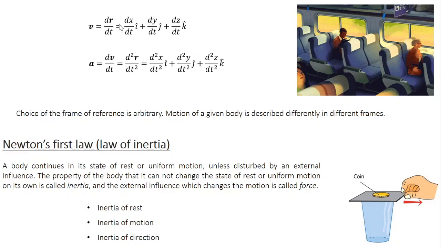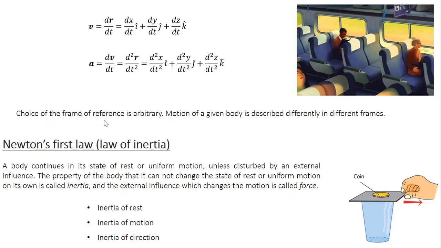So velocity is dr by dt, or in terms of the Cartesian coordinate, this is dx by dt i cap plus dy by dt j cap plus dz by dt k cap. Or if you take the rate of change of velocity, this is known as acceleration. In terms of position vector, this is d square r by dt square. So once you get velocity, acceleration and position vector, you can derive all other parameters like momentum, force, etc. related to the system under study.